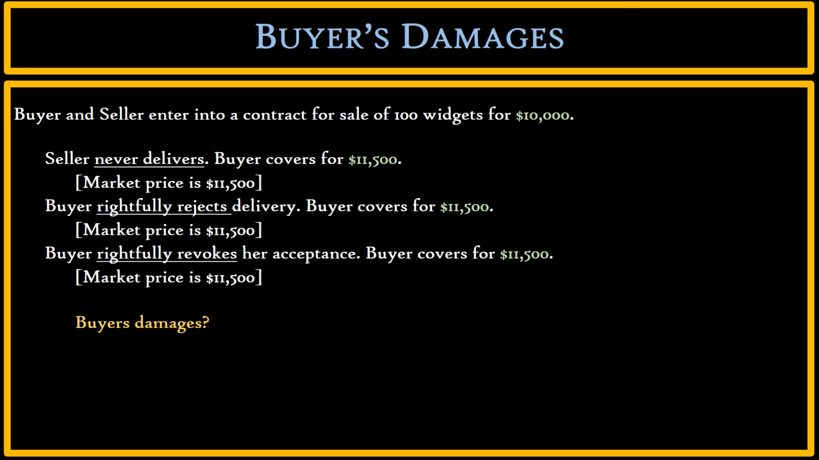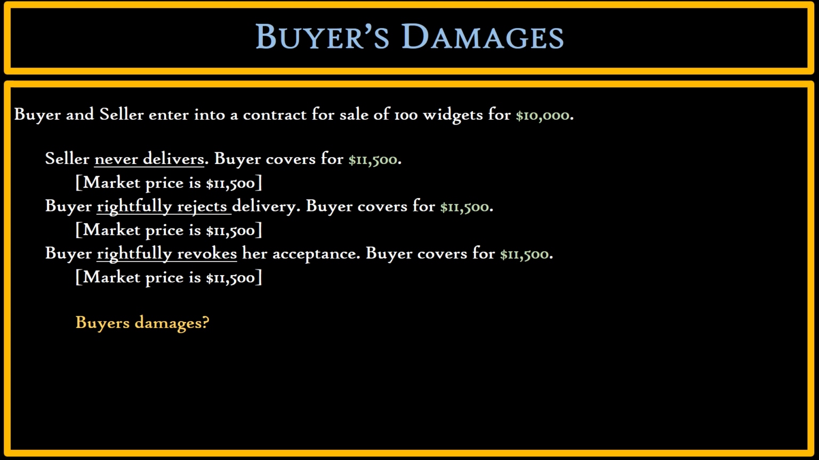What if buyer rightfully rejects delivery, right? Seller delivers non-conforming goods. Buyer rightfully rejects delivery. Then buyer goes out and finds substitute performance, goes out and covers for $11,500, or the market price is $11,500. Or buyer rightfully revokes her acceptance. Buyer goes out and covers and finds substitute goods for $11,500, or the market price is $11,500.